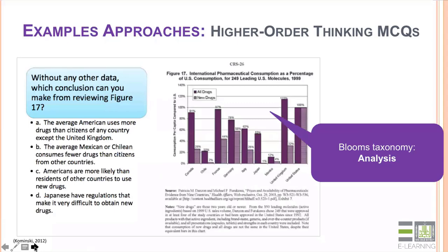Again, this question is a great example of how you construct a multiple choice question to test higher order thinking. This question falls within the realm of analysis. So you're asking students to analyze data to support a conclusion. So here I've got a graph and a brief caption below, and the STEM question simply asks, without any other data, which conclusion can you make from reviewing figure 17. So figure 17 is still part of the STEM question. So the student will need to review the information presented, analyze the data, understand the data, and then apply and draw conclusions in order to identify which answer from the list of alternatives is the correct answer.